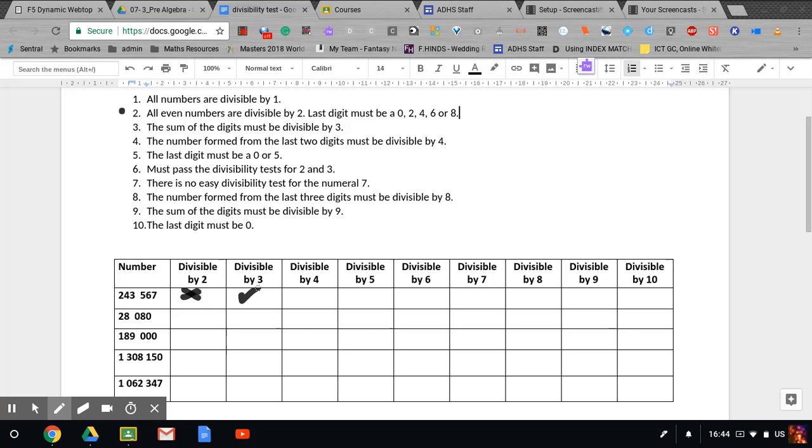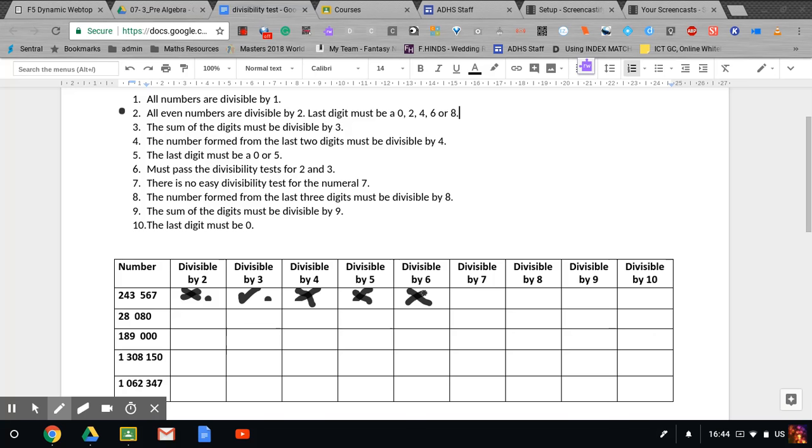Is it divisible by 4? So we need to see the last 2 numbers. 67. Does 4 go into 67? No, it doesn't. It would also have to be even to be divisible by 4. 5. Doesn't end in a 5 or a 0? No, it doesn't. Divisible by 6? Well, it must pass divisibility test 2 and divisibility test 3. So it doesn't do either of those. Divisibility test 7, we'll leave that. You can practice later to see if you can divide 7 into that.